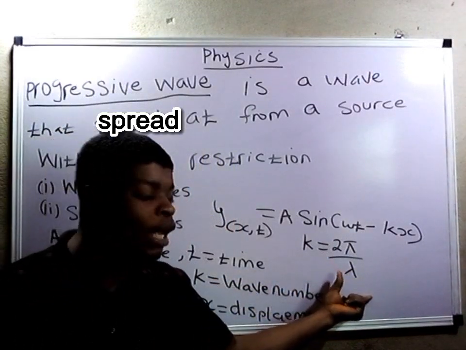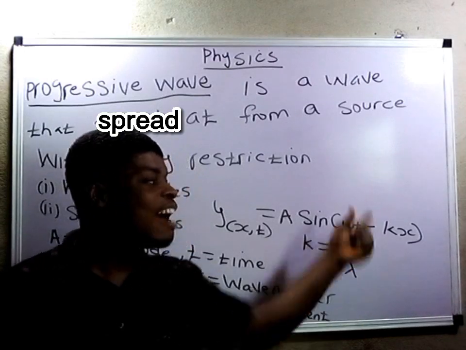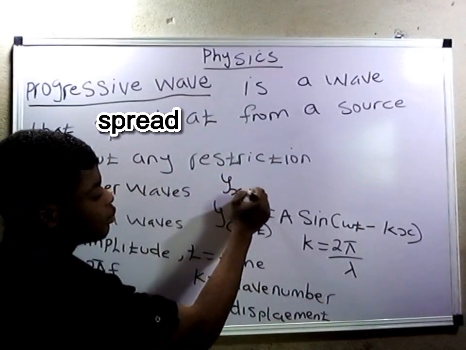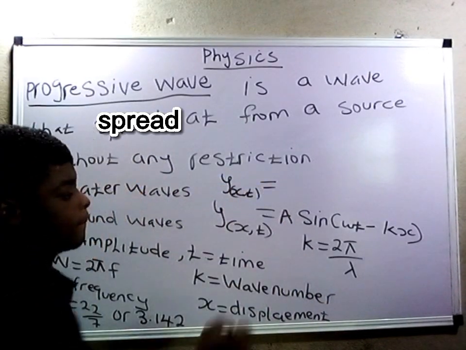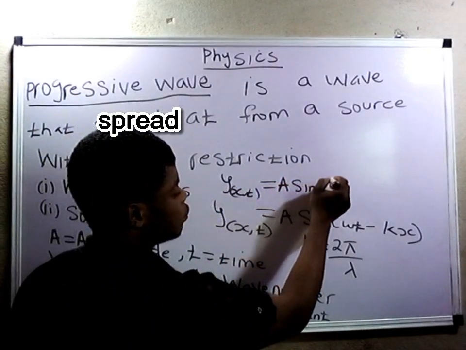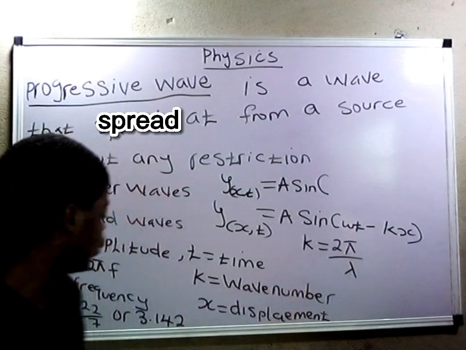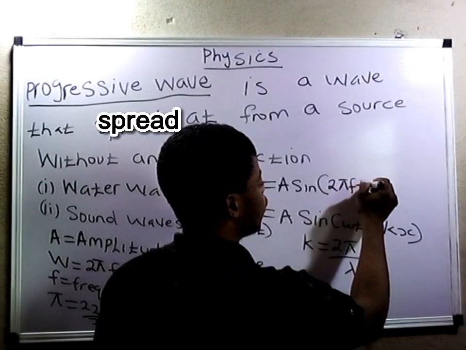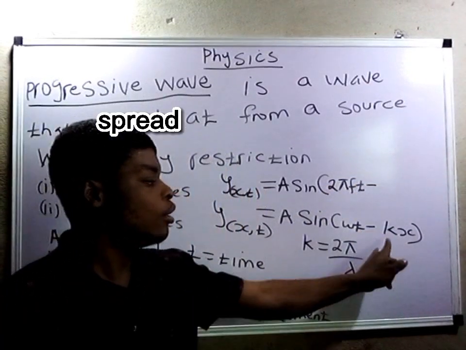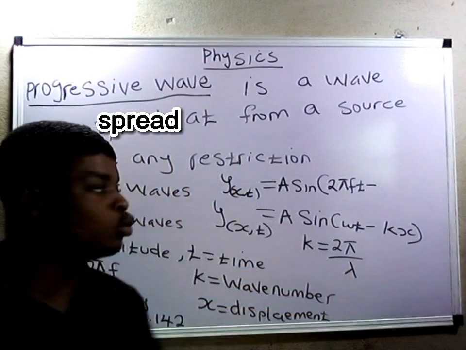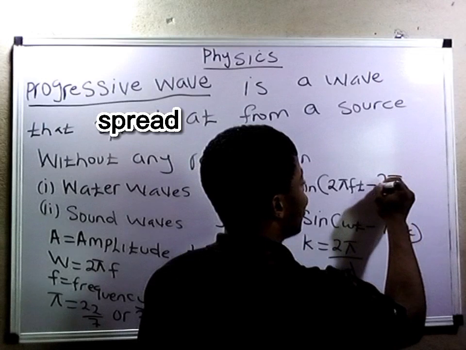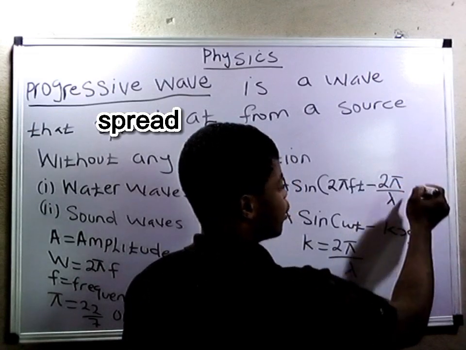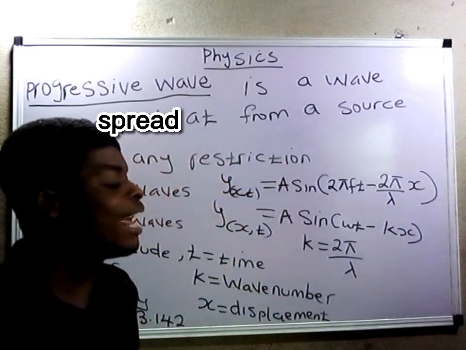So we can therefore substitute these values into this formula and rewrite the equation to be y(x, t) equals A sine, so the w is equal to 2 pi f, so 2 pi f t minus k, and k is what? 2 pi over lambda, so 2 pi over lambda, then your x.